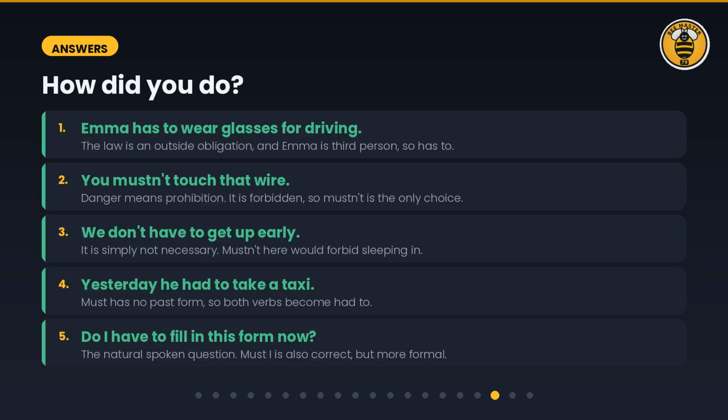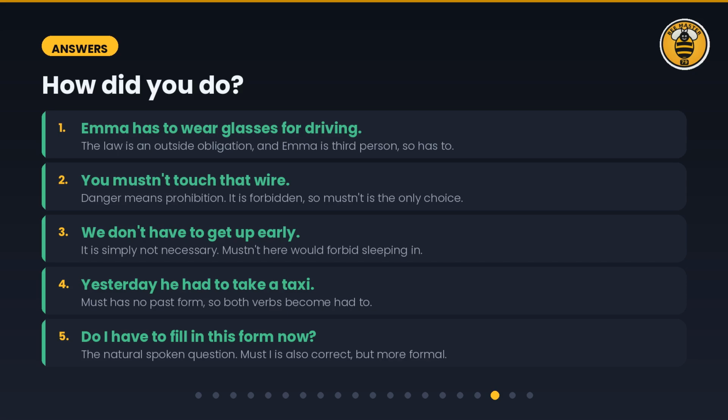Here are the answers. Emma has to wear glasses for driving. The law is an outside obligation, and Emma is third person, so we need has to. You mustn't touch that wire. Danger means prohibition, so mustn't is the only possible answer. We don't have to get up early. It is not necessary. If you said mustn't, you have just forbidden people to sleep in. Yesterday he had to take a taxi. Must has no past form, so both verbs become had to.